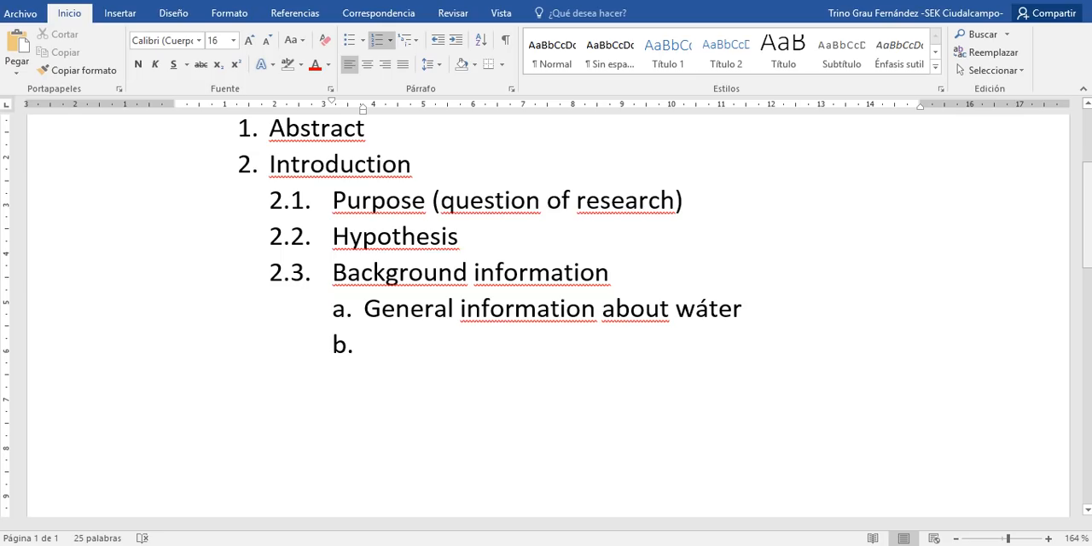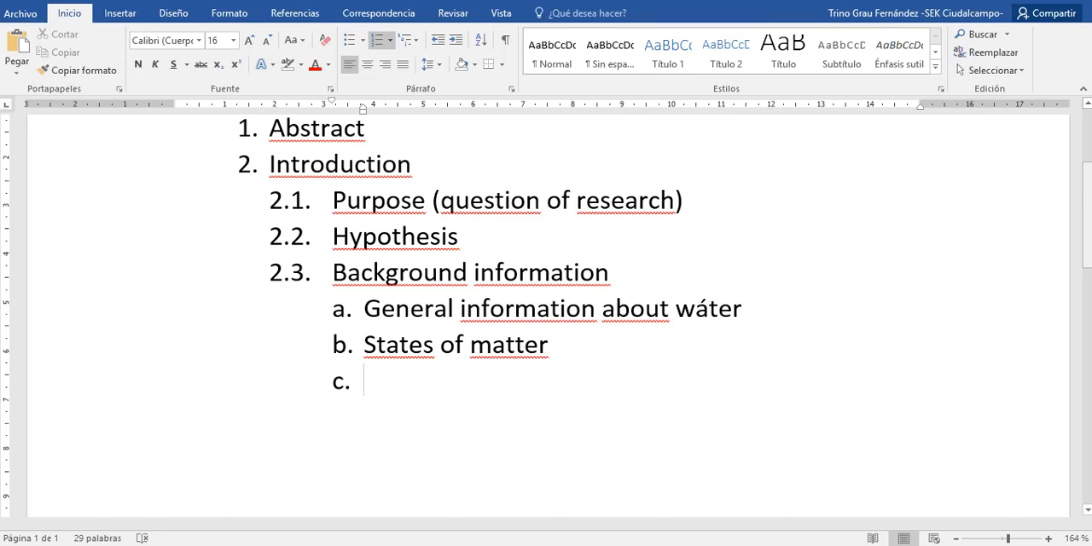Then the second thing that you need to include in the background information is the states of matter. So in the states of matter, you need to talk about the three states of matter: solid, liquid, and gas, and how those states of matter are distributed in terms of particles. So here you need to talk about states of matter in terms of the corpuscular kinetic theory of particles that you can find in ScienceBits or in any website.